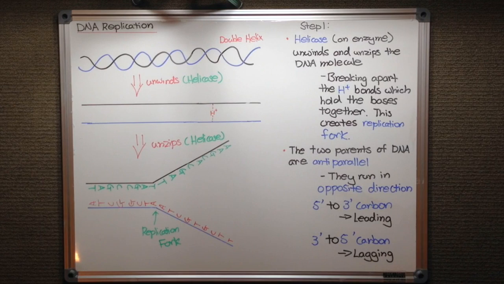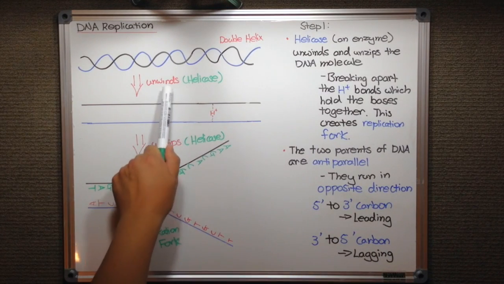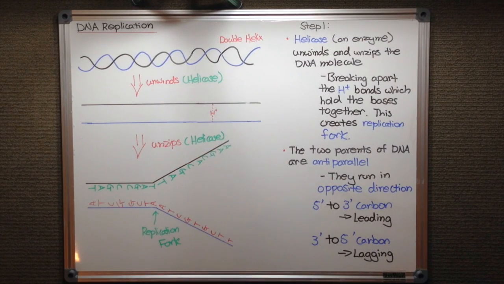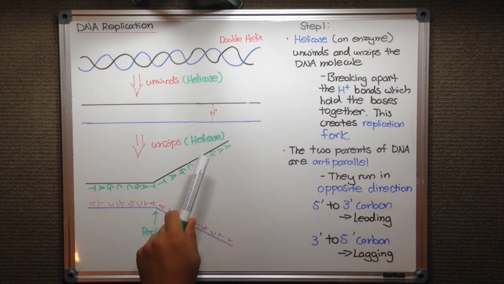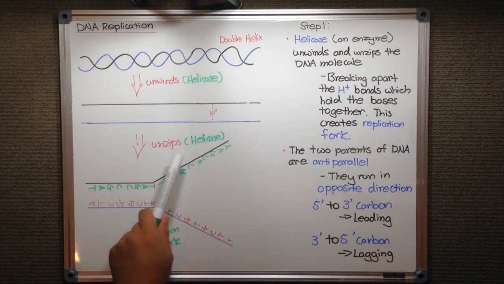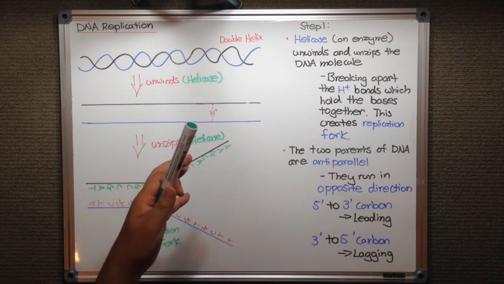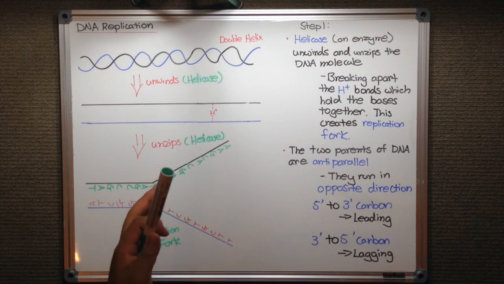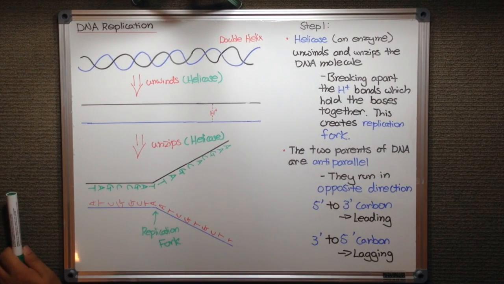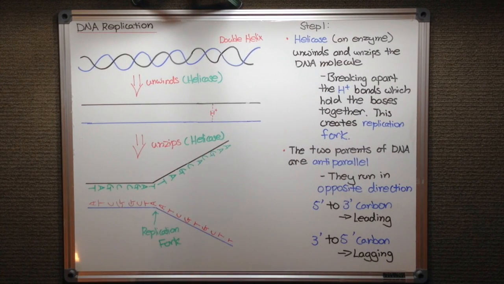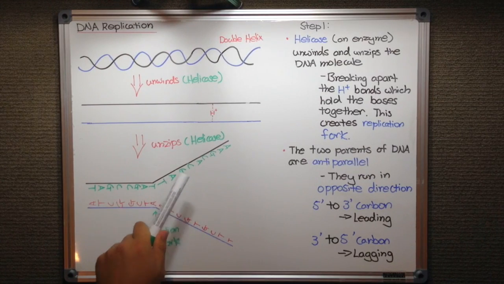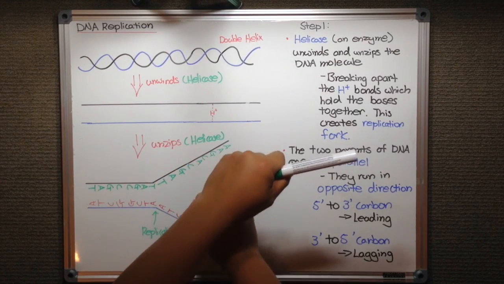So going through it again, helicase, first of all, unwinds the double helix DNA. Then it breaks away the hydrogen bonds between the bases, and this is the unzipping part. And it creates something called the replication fork. So if you look over here, this is the replication fork. You can think of the helicase as a zipper. So it unzips, and as you can see, the DNA breaks apart.